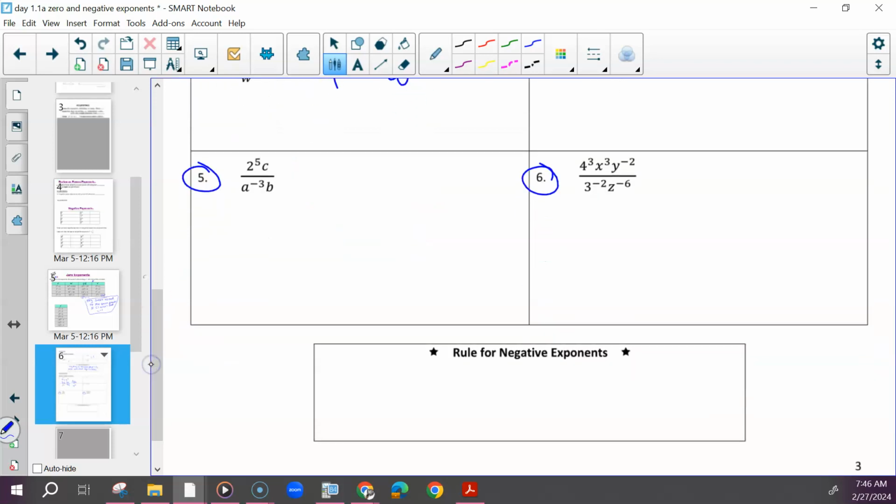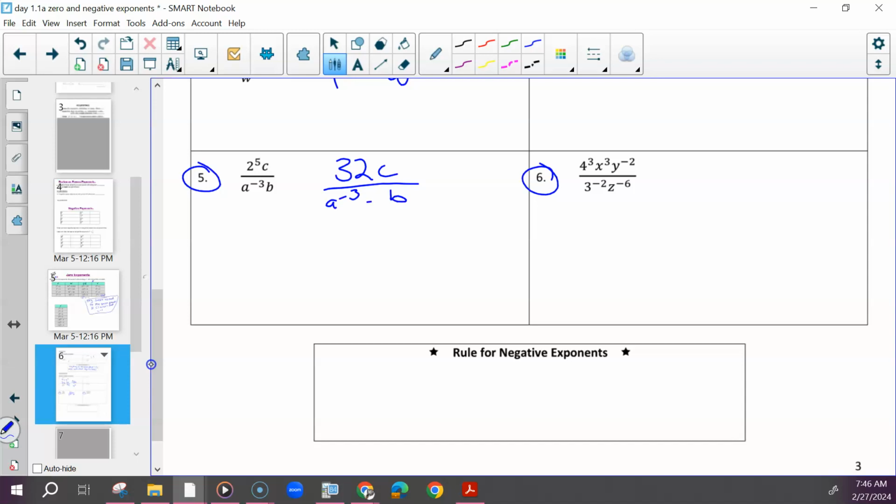Let's do those. So now I'm going to start to separate things a little less. So here we have 2 to the 5th and c. The c is not going to change, but we can figure out what 2 to the 5th is. A to the negative 3rd is going to change, and b is not going to change. So first, let's figure out what 2 to the 5th is. It's 2 times 2 times 2 times 2 times 2. 32. So I'm not separating these, but there is an invisible multiplication sign in between them. I'm going to leave this as this for now.